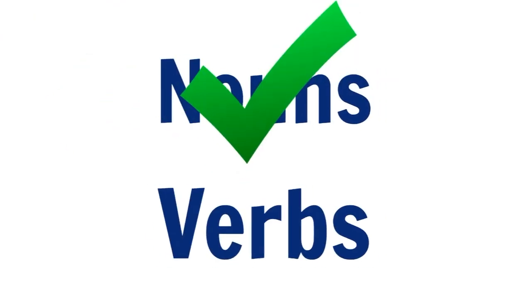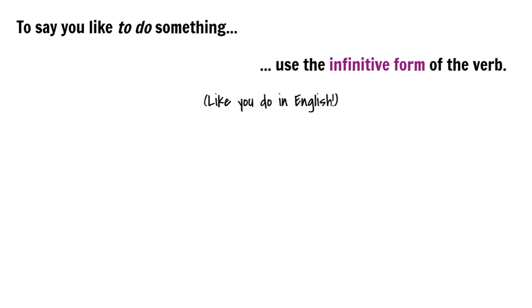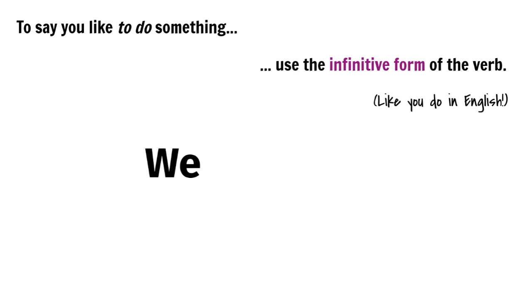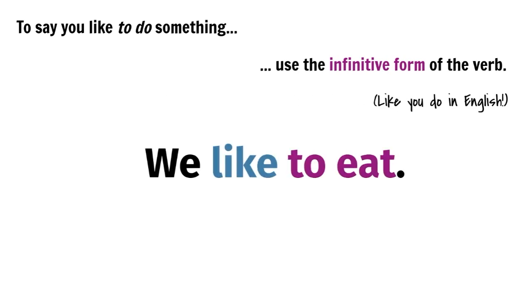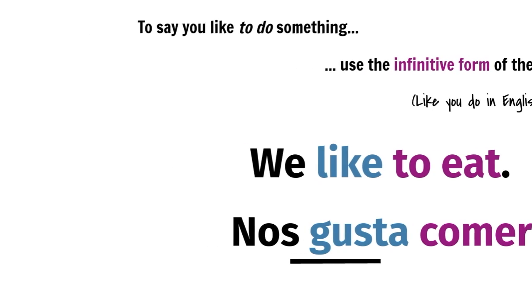So that's how you say you like things. To say you like to do something, just use the infinitive form of the verb, just like you do in English. We like to eat would be nos gusta comer. Notice that with verbs, you use the singular form of gustar, gusta, not gustan.